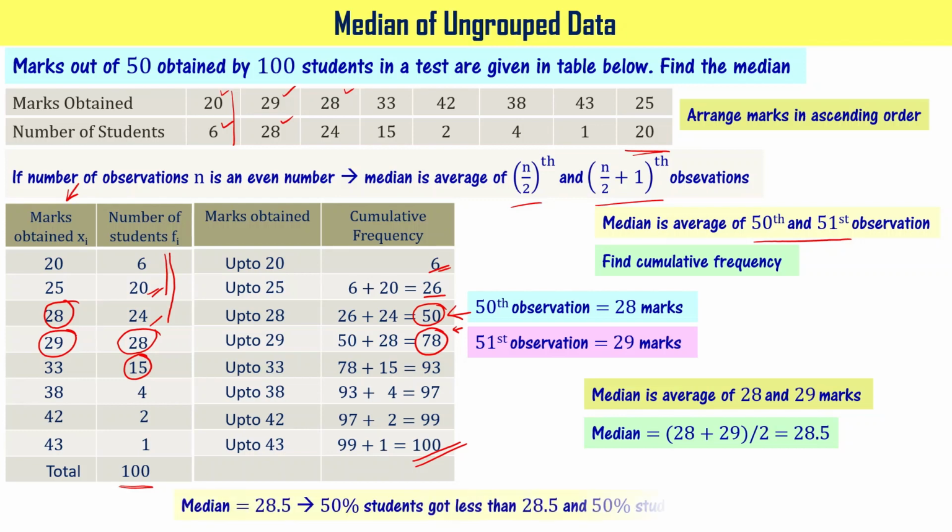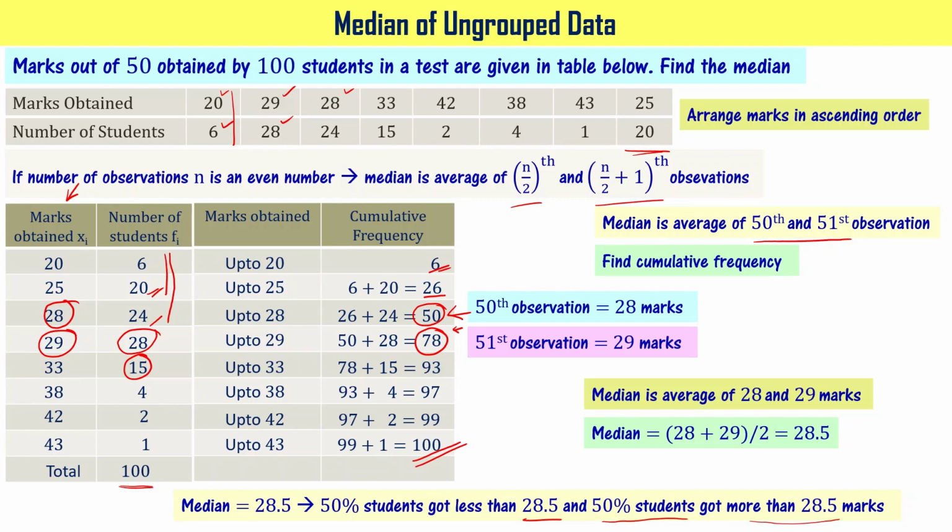Now let's go to, okay, before that, median equal to 28.5 means 50% of students got marks less than 28.5 and 50% of students got marks more than 28.5. That is what the median means.